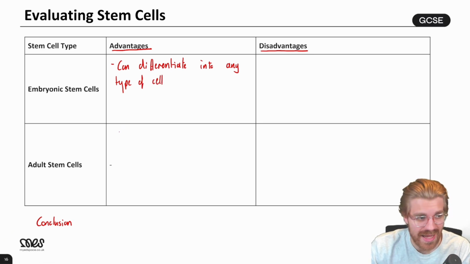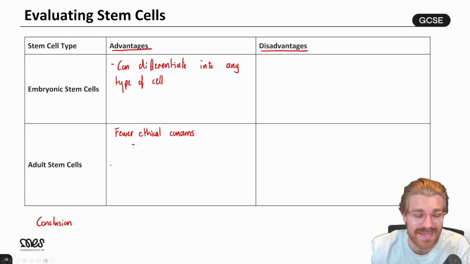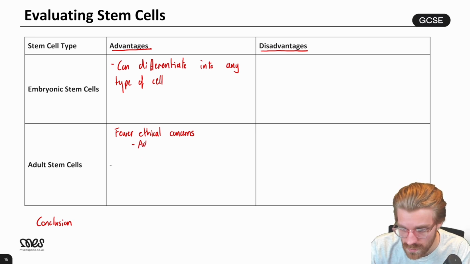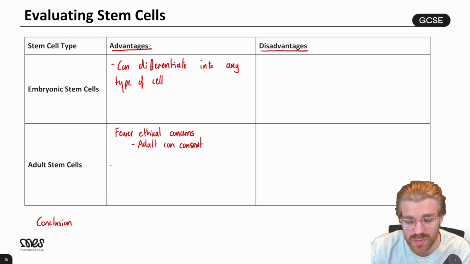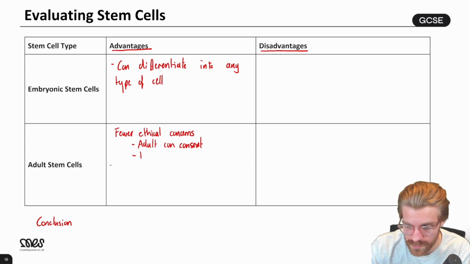The advantages of the adult stem cells, though, are that there are fewer ethical issues or ethical concerns. The reason why is because the adult can consent to their stem cells being used, whereas an embryo would not be able to consent. The use of adult stem cells also means that the embryo is not being destroyed.